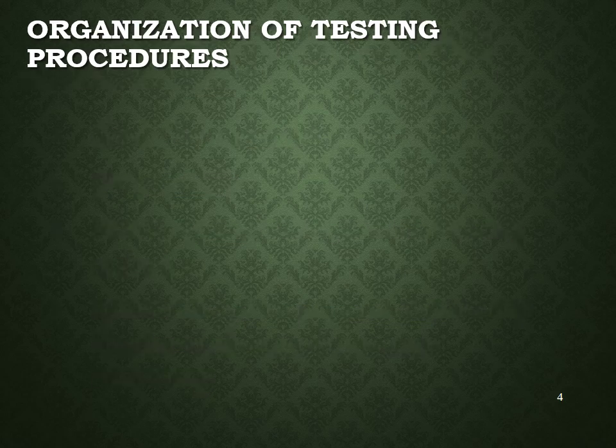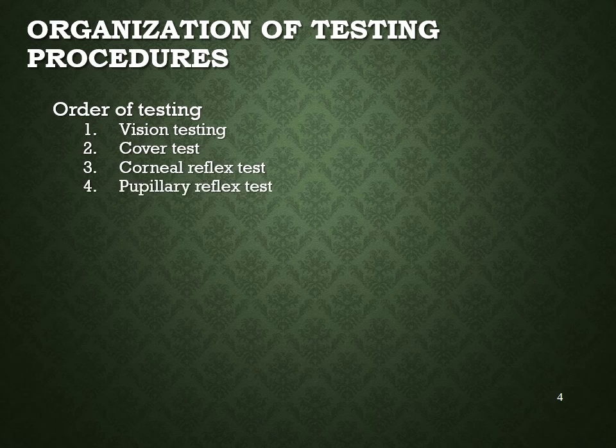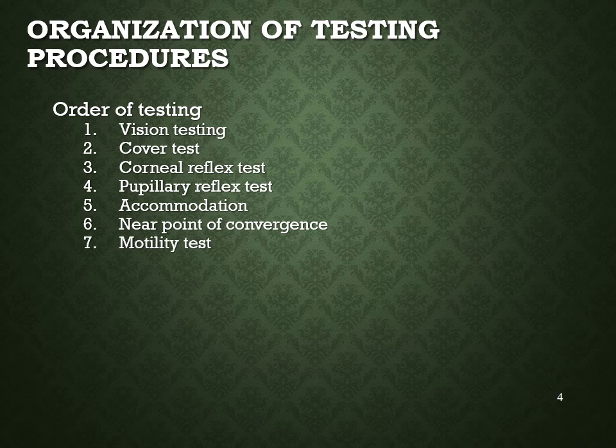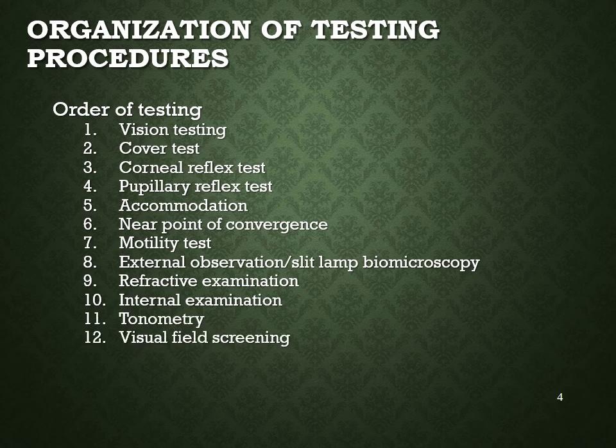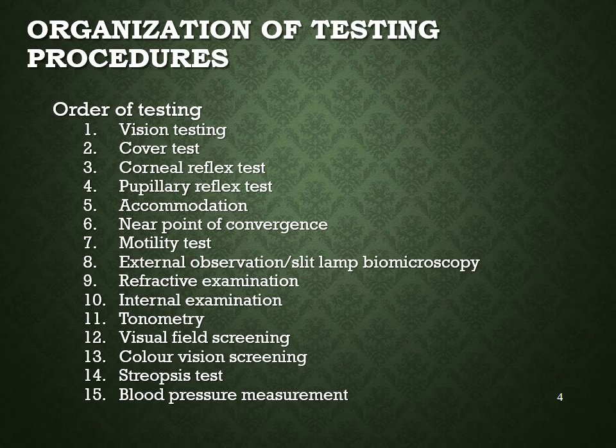As I mentioned just now, we need to make sure that the preliminary test is organized. So, the order of testing: we have vision testing, cover test, corneal reflex test, pupillary reflex test, accommodation test, near point of convergence, motility test, external observation or slit lamp biomicroscopy, refractive examination, internal examination, tonometry, visual field screening, color vision screening, stereopsis test, and it can also include blood pressure tests.